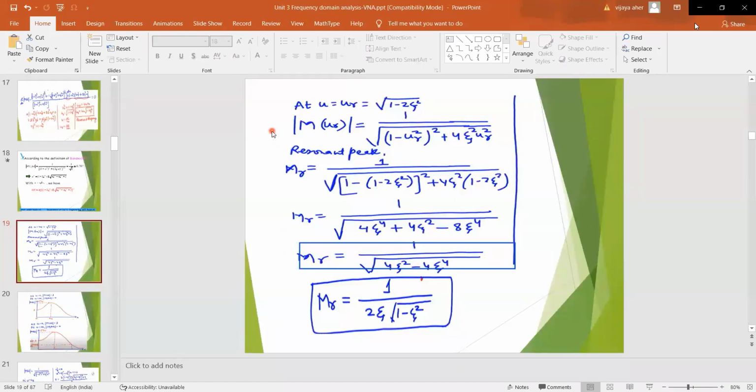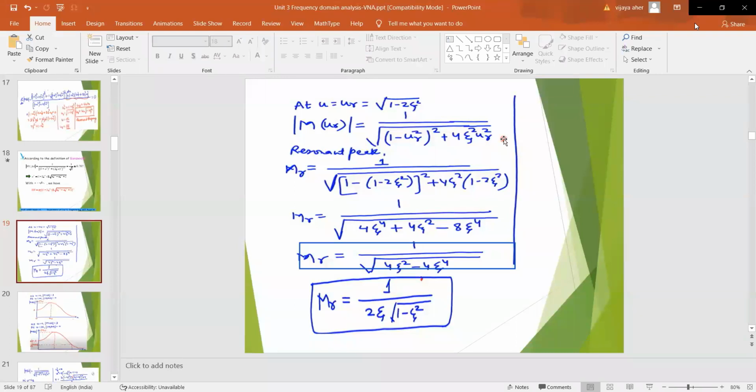Now next we are going to derive the equation for M R, the maximum peak, the resonant peak. Starting with this point, u is equal to u r, where u r is equal to under root of 1 minus 2 zeta square, right? Magnitude of M(j u r): just put u is equal to u r. You can write this equation: 1 divided by under root of bracket 1 minus u r square, bracket square, plus 4 zeta square u r square.